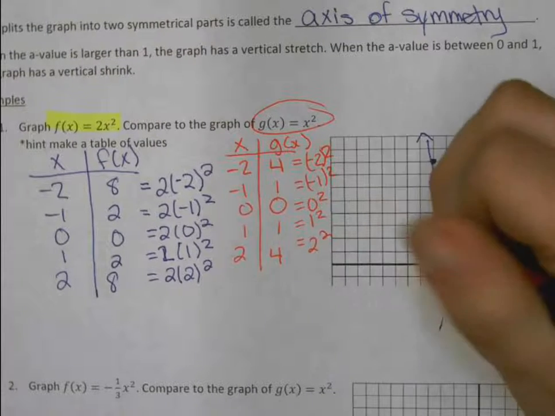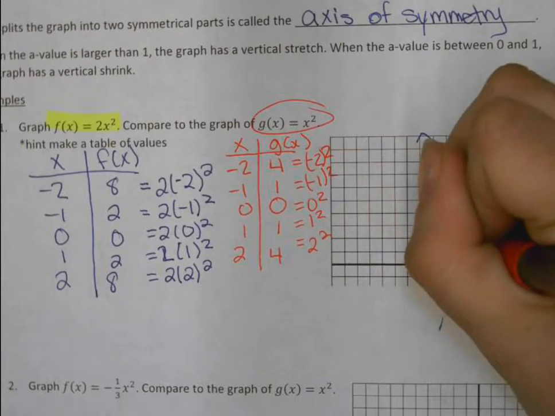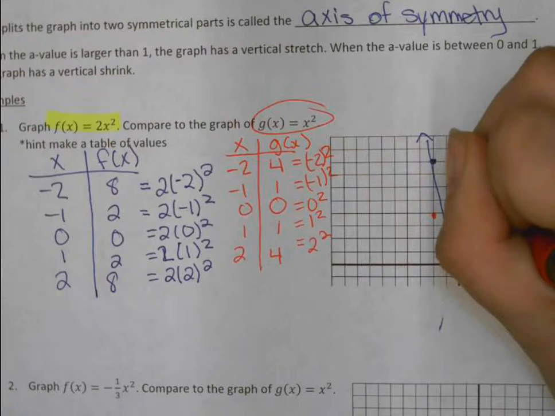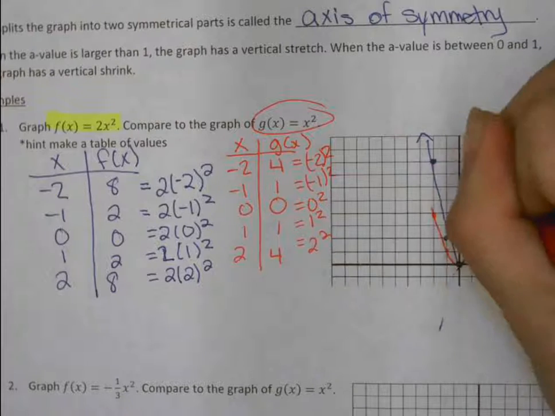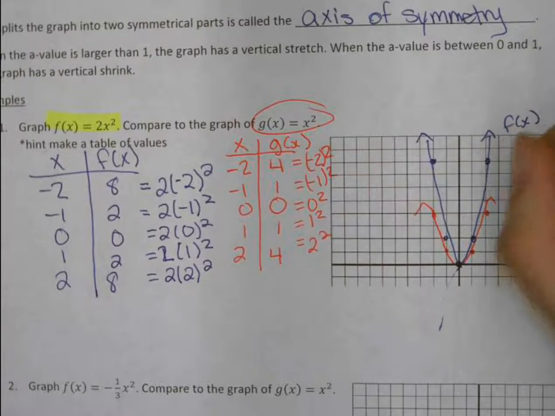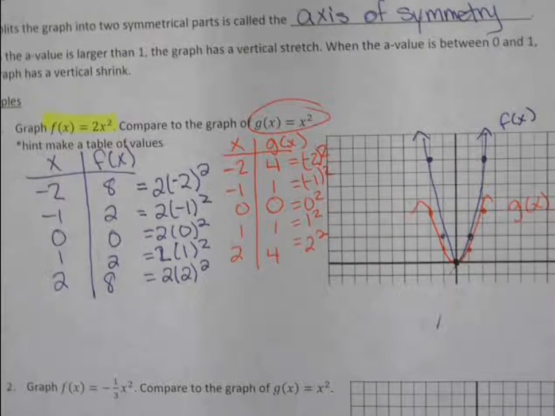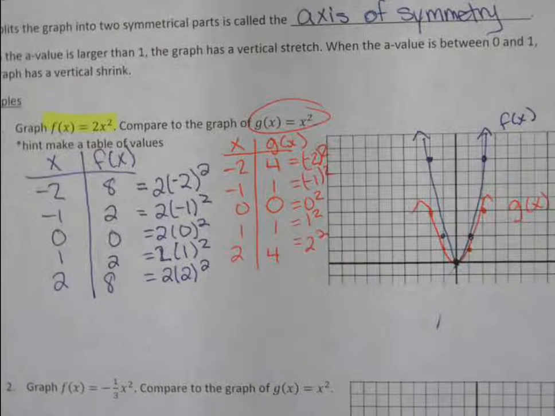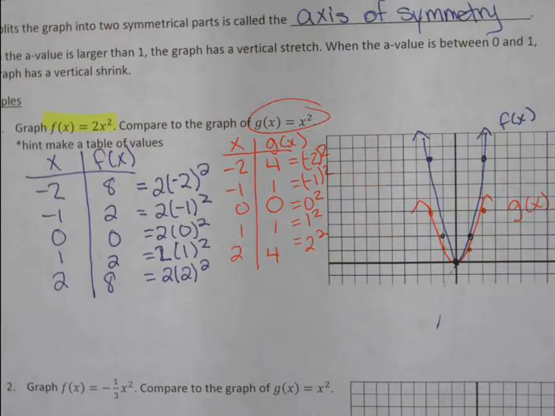I'm going to go left 2 squares, up 4. Left 1 square, up 1. 0, 0. Right 1 square, up 1. Right 2 squares, up 4. I just plotted the points. Left 2 up 4. Left 1 up 1. 0, 0. Right 1 up 1. Right 2 up 4.